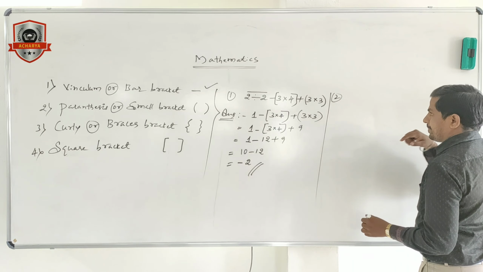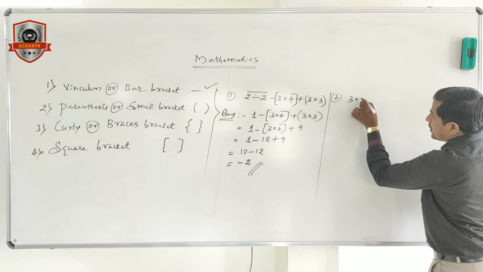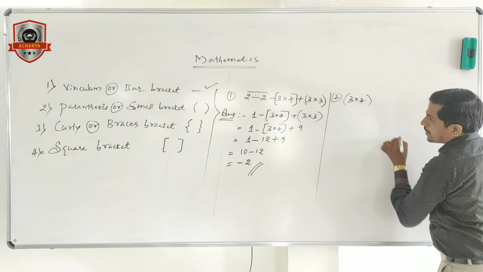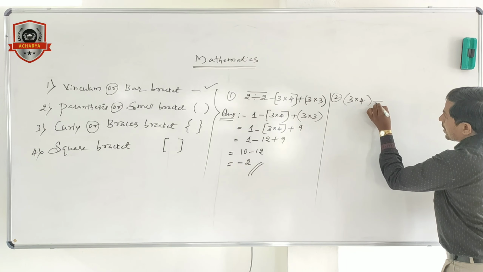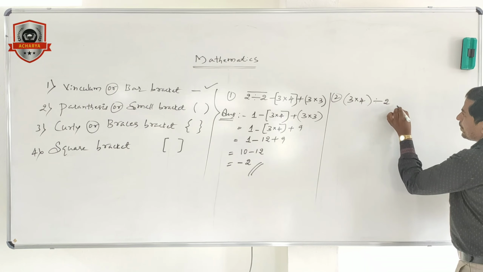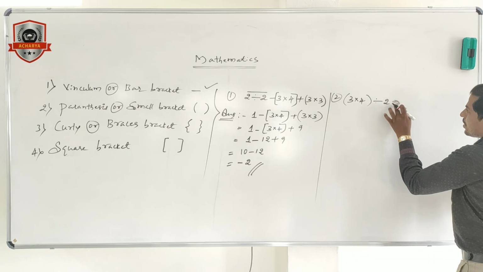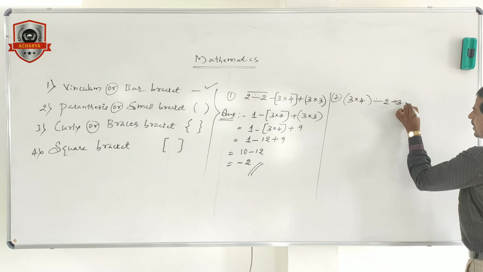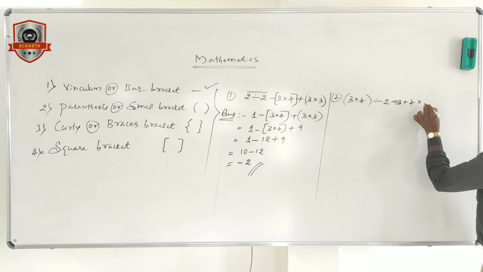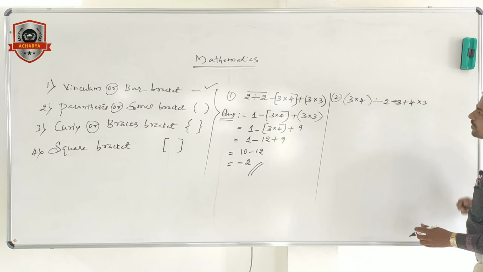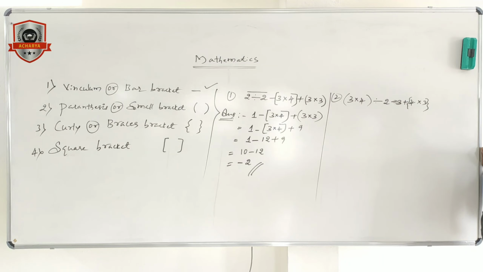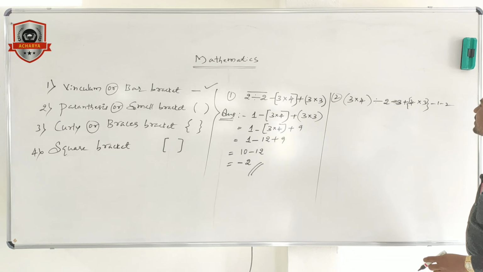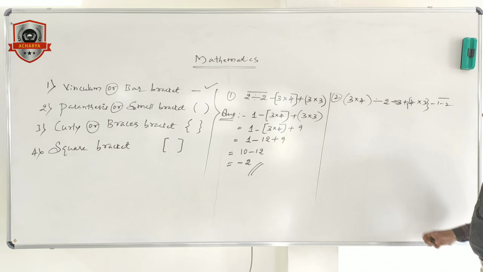Second one, 3 into 4 in small bracket, divided by 2, minus 3 plus 4 into 3. Okay, this one is what? Braces. Then you write minus 1, minus 2, whatever it is. Then I want to use here a bar bracket.